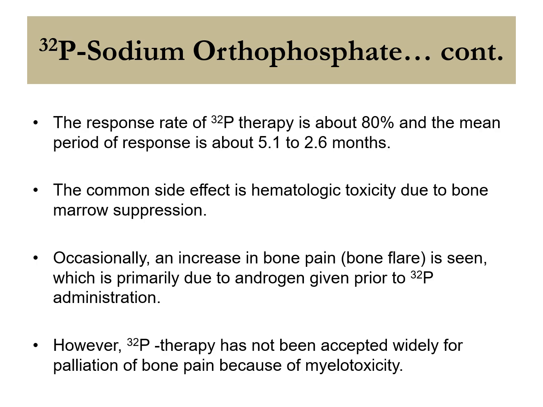The response rate of phosphorus therapy is about 80%, and the mean period of response is about 5.1 to 2.6 months. The common side effect is hematologic toxicity due to bone marrow suppression. Occasionally, an increase in bone pain, a bone flare, is seen, which is primarily due to the androgen given prior to the P-32 administration. However, P-32 therapy has not been accepted widely for palliation of bone pain because of the myelotoxicity, so it is not commonly used.